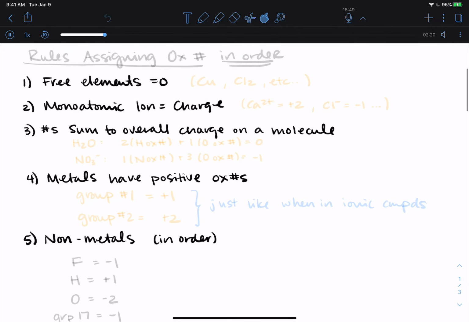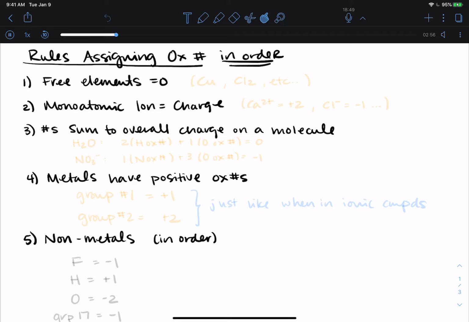I'm going to fill out some rules for assigning oxidation numbers, and then we're going to go through these and do some practice examples. All right, so we're going to start with most of the rules are out here, but don't worry, we're going to go through and I'm going to give you some examples. So these rules for assigning oxidation numbers need to be followed in order. And this is very important. So follow these rules in order as you go through.